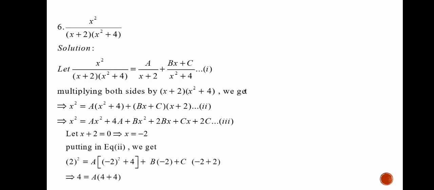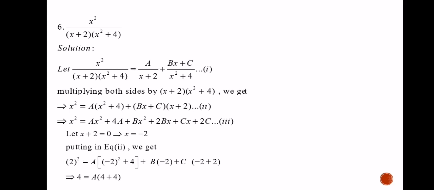Question number 6 is x square by x plus 2 into x square plus 4. Obviously the given fraction is a proper fraction, so we will start decomposing it into its partial fractions. The first factor is the linear one, so we will write an unknown constant A in the numerator of it. So it will be A by x plus 2 plus Bx plus C divided by x square plus 4.